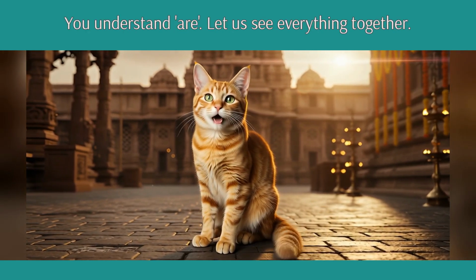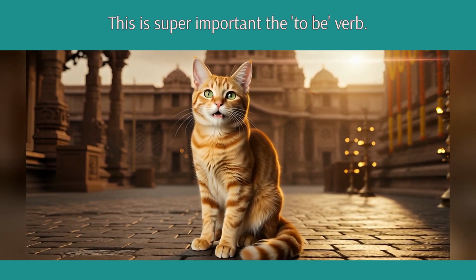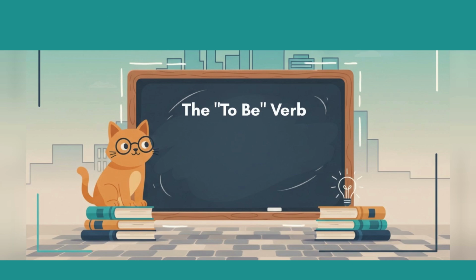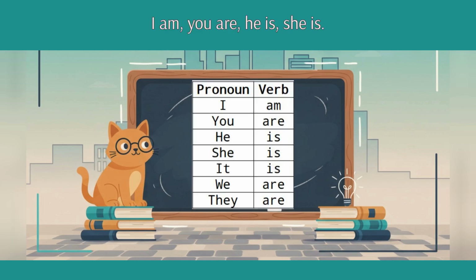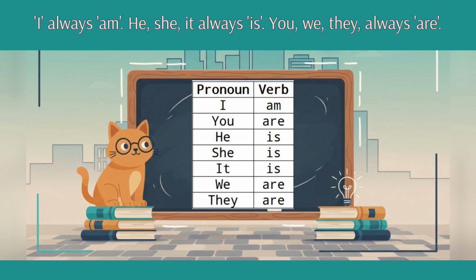Let us see everything together. This is super important. The to be verb. I am. You are. He is. She is. It is. We are. They are. See the pattern? I always am. He, she, it always is. You, we, they always are.